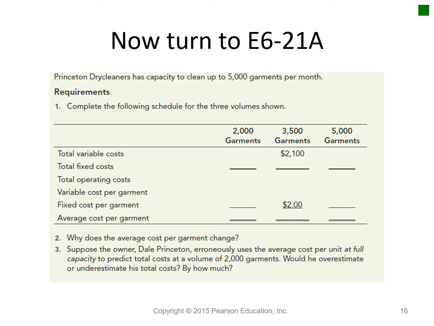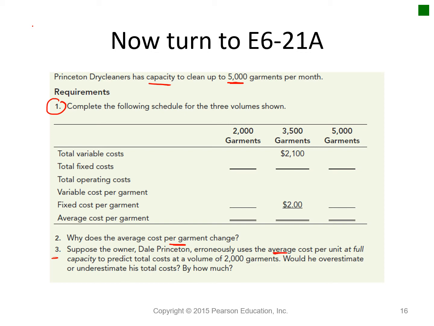Okay, so now turn to exercise 6-21A. This is the Princeton dry cleaners, as they have the capacity to clean up to 5,000 garments per month. The requirements of this problem, you've got three of them. Number one, they want you to complete the schedule, which we'll get back to in a moment. Part two, they want to come up with the average cost per garment. And then part three, we're going to come up with some reasoning on why you may not want to use average cost to make predictions.